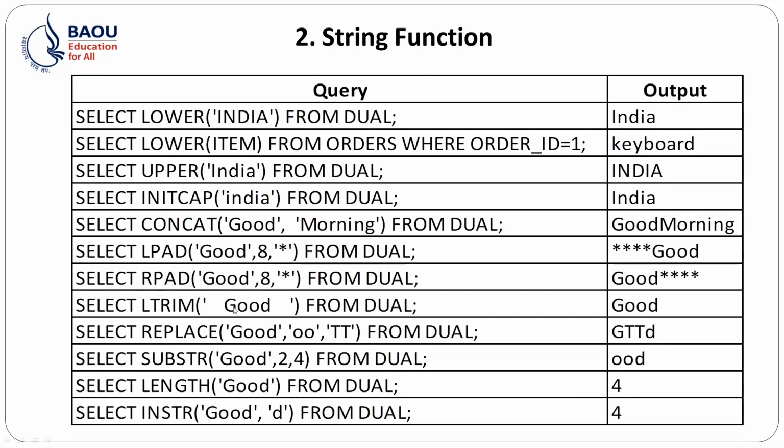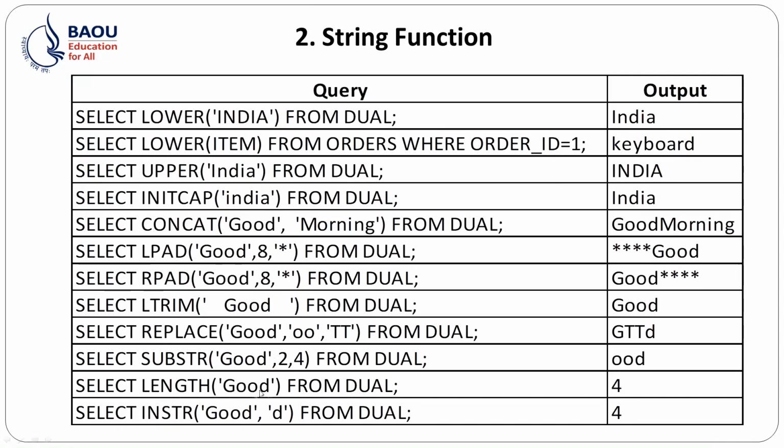Now LTRIM. LTRIM means the space is removed and then the string is displayed. Replace is used to replace characters, like OO. Here the string is good, and OO is replaced by TT, so in good the OO is replaced by TT. Now substring. Substring means that from good, the second character to the fourth character is fetched. In substring, 2 means the second character, so characters 2, 3 and 4 are displayed from the string.